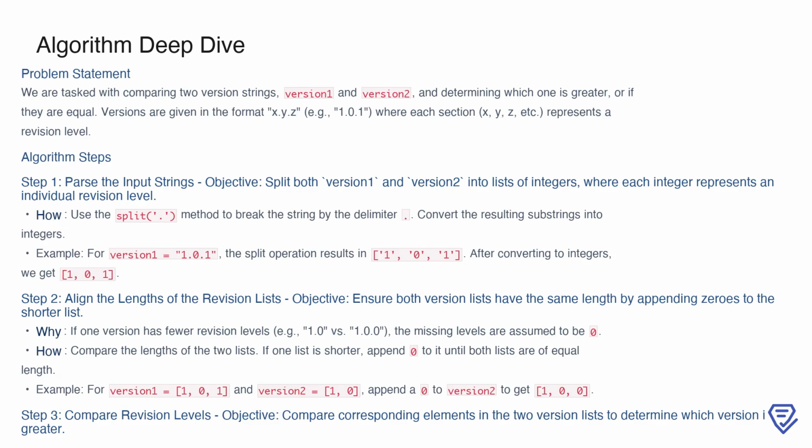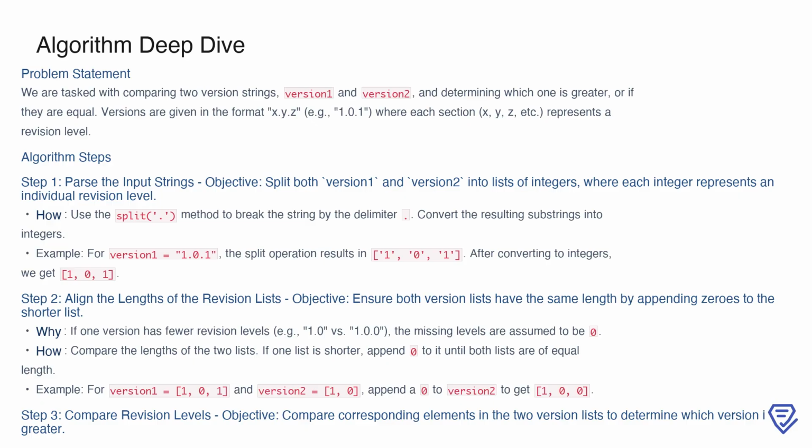Here, we aim to compare two version strings, version 1 and version 2, to determine if one is greater, or if they are equal. These version strings are formatted like X.Y.Z, where each section, such as X, Y, or Z, represents a revision level. To solve this, the algorithm starts by parsing the input strings. First, we split each version string into a list of integers, with each integer representing a revision level. For example, splitting 1.0.1 gives us the list 1, 0, 1.